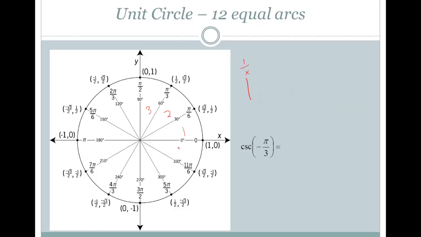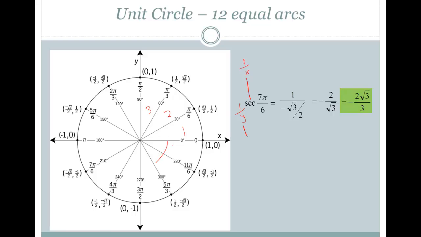Cosecant of negative pi over 3. Well, cosecant, we should know, is 1 over y, going back to our definitions. Now we're going to talk about negative pi over 3. Well, now we're going to go clockwise pi over 3. And so that's going to bring us right to this line right there.